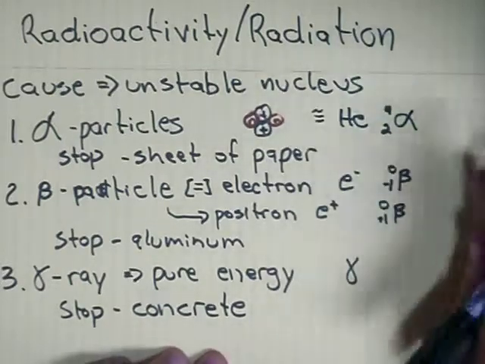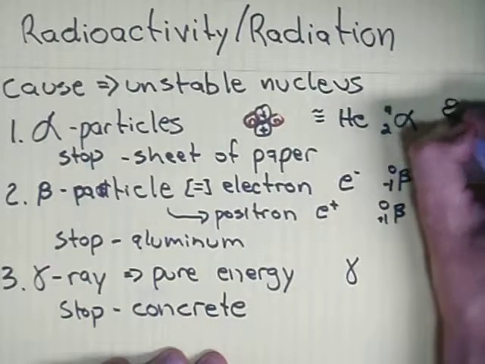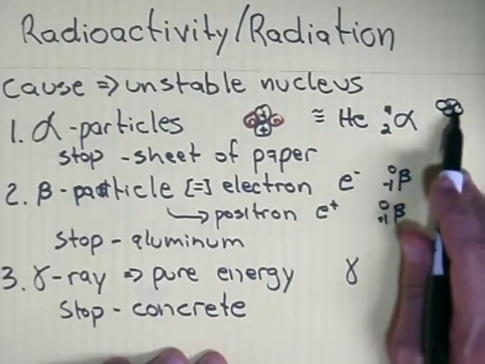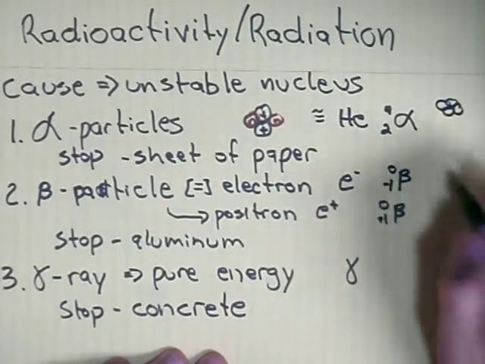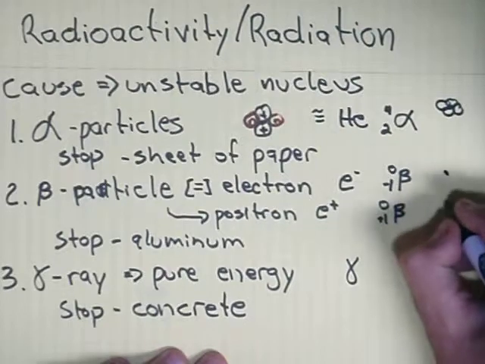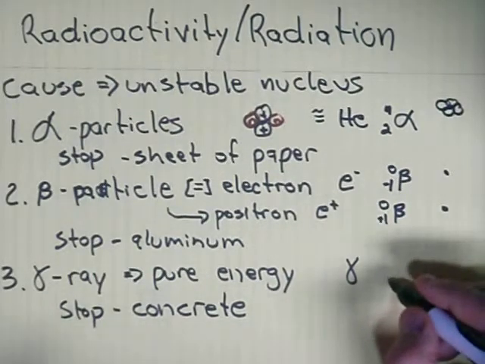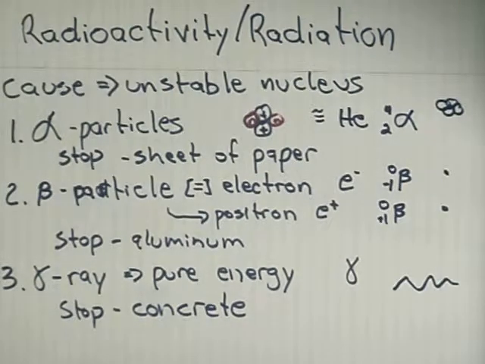And so, again, to go back, for alpha particles, you might see this written like a cluster of 4 circles representing 2 protons, 2 neutrons. Beta particle, just a tiny dot. And then for gamma rays, because it's a burst of pure energy, you might just see a wave to represent that. So these are the 3 types of radiation that we encounter.